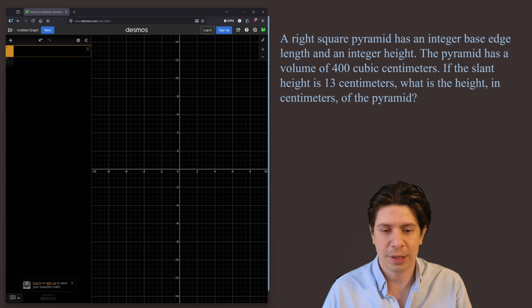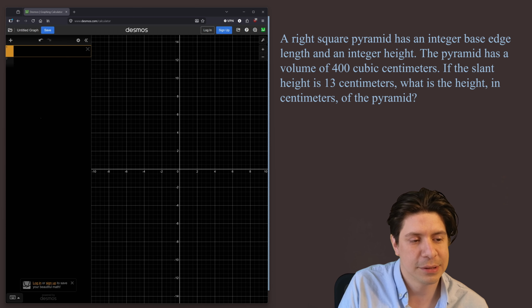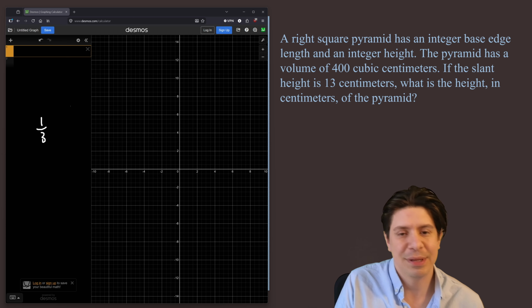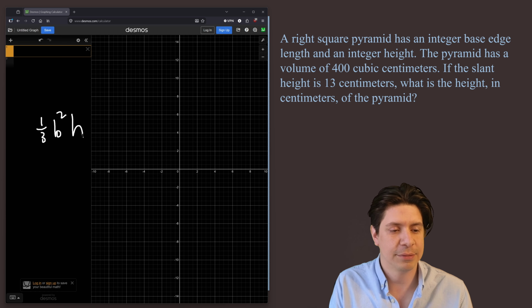So we're going to have two equations. We're going to have the equation for the pyramid's volume, which is 1/3, because it's a square pyramid, just base squared times the height.